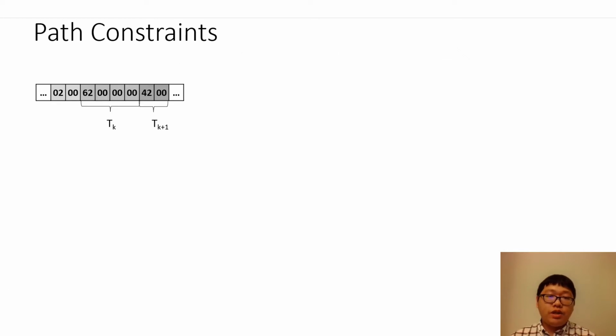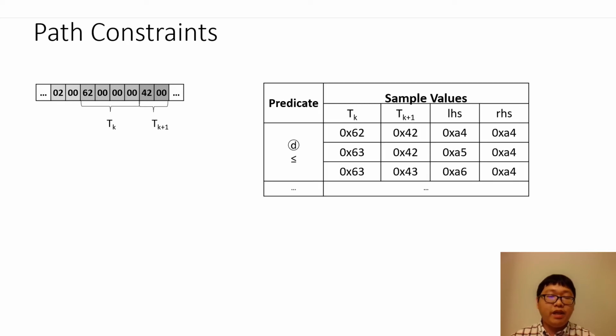The string constraints draw the frame of the input, and we still need to fill in the value for each field. We call the constraints collected from predicates the path constraints. We use linear regression to build path constraints. The predicate values are affected by several fields, and we keep mutating these fields to get the sample value of left-hand side and right-hand side for the predicate.